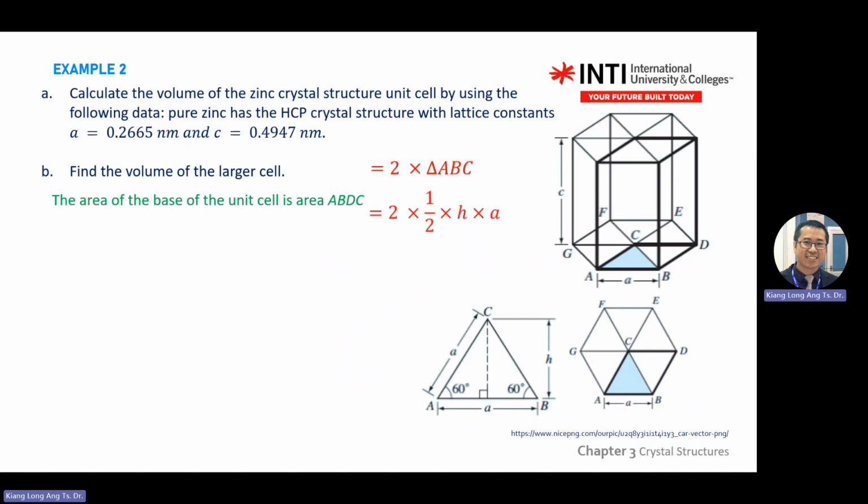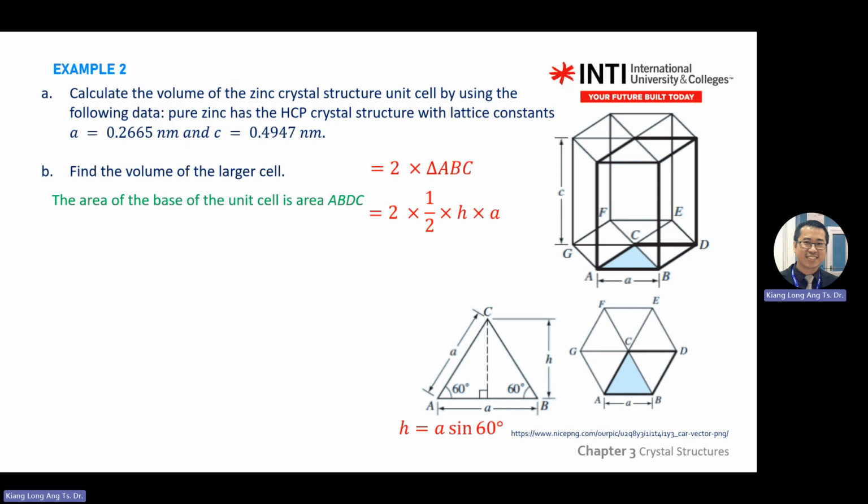So this one is a bit too fast. One parallelogram equals 2 triangles, right? So you take this one and multiply by 2. How do you find the triangle area? Half base times height. The base is A, and H is the height.